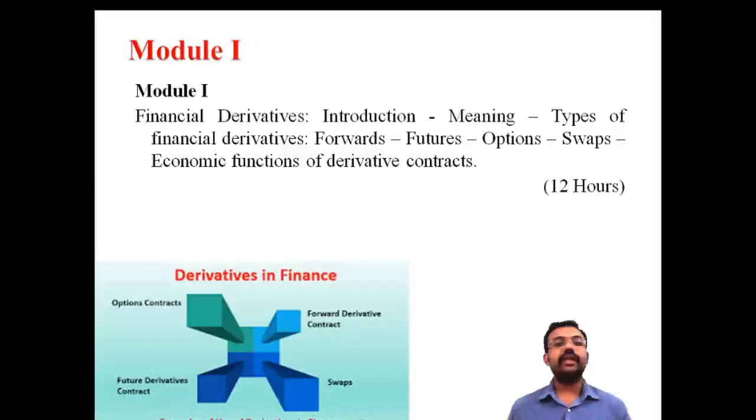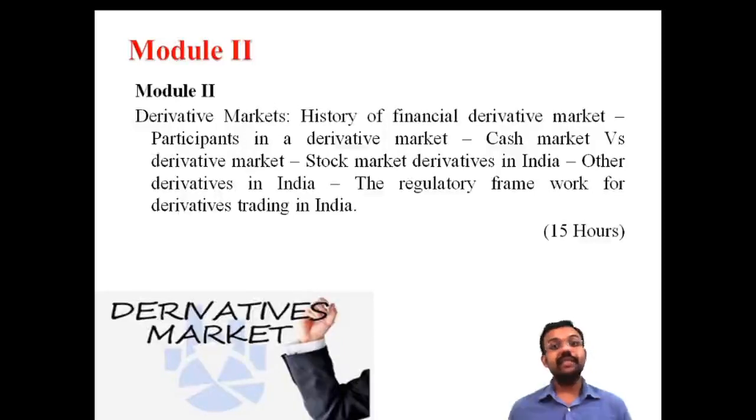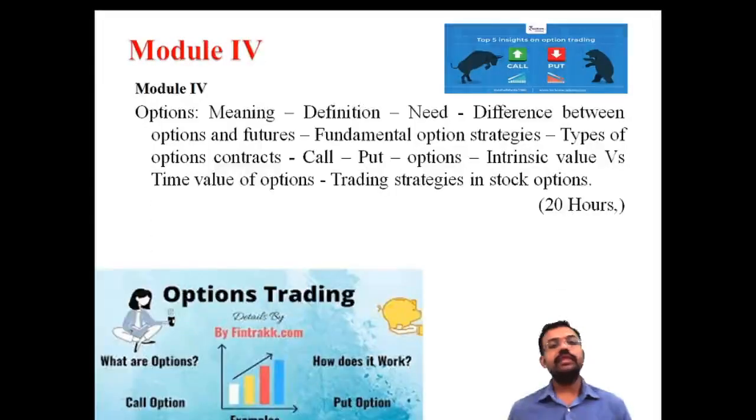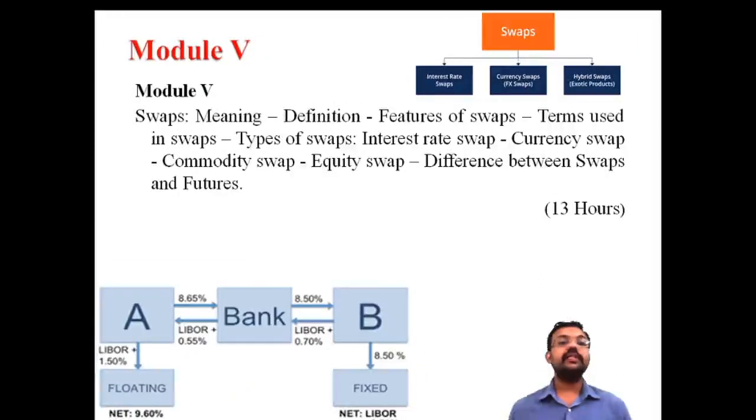The first module is the introduction to the financial derivative. What is a financial derivative? The second module discusses the derivative market in India, that means the regulatory mechanisms used in the derivative market. In the third module, we will discuss the future contract and forward contract. The fourth module will discuss the option contract. And the fifth module will discuss the swap. Swap, what is a swap? It's an exchange, exchanging the cash inflow between the persons. And these are the 5 important modules relating to the subject financial derivatives.